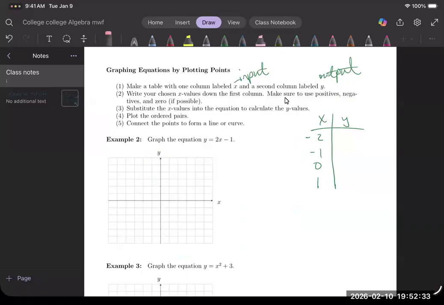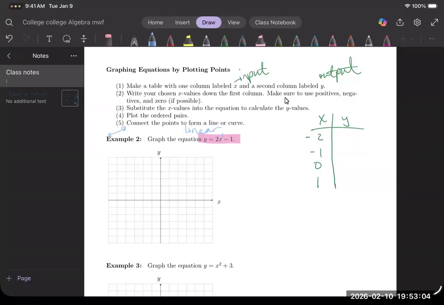Let me erase all this stuff. Okay. Step 3, substitute the x values into the equation and calculate the y. Step 4, plot the ordered pairs, and step 5, connect the dots. I know that this is linear. Hopefully you do as well. We've talked about it briefly in class. Remember, whenever your degree is 1, that's how we know it is linear. So it's just a slanted line.